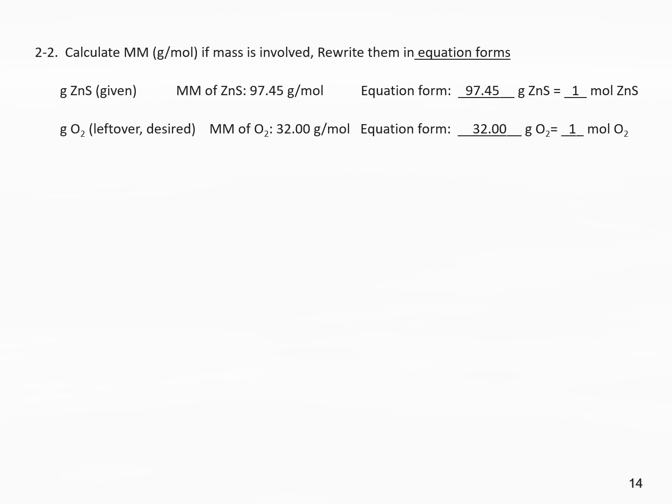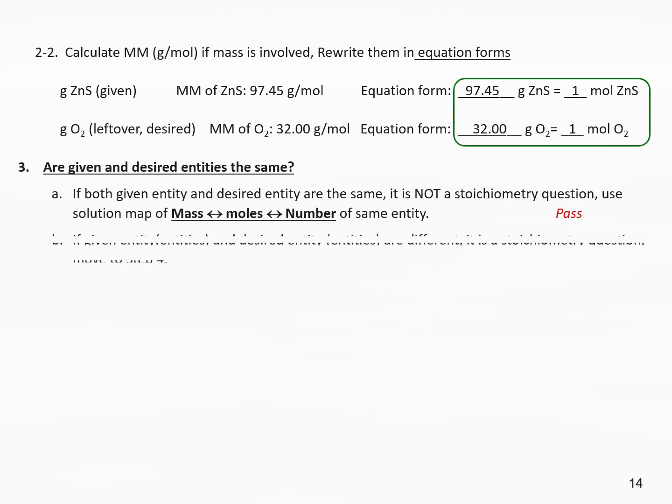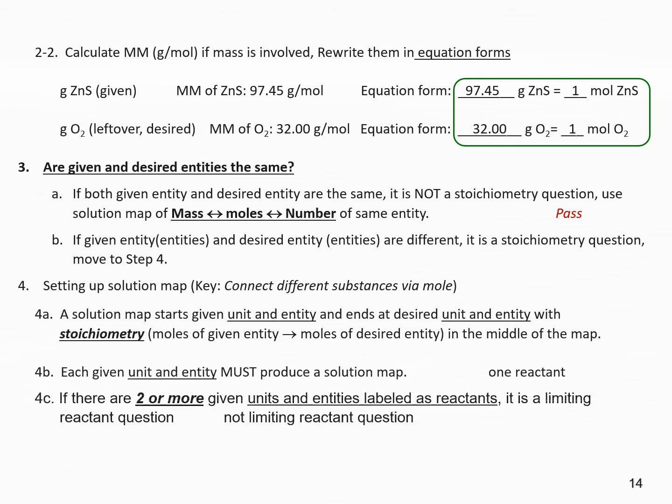Assume you realized, okay, so we got 10 grams of zinc sulfide, so molar mass of zinc sulfide. Grams of oxygen left over, decided according to this question. So we got a molar mass of oxygen. Okay, write them into the equation form. So 2 more conversion factors. I'm going to skip the rest because the rest do not apply. Okay, so in step 3, as we recognize, the question asks for oxygen, which is different from zinc sulfide. So that's a stoichiometry question. So we set up a solution map.